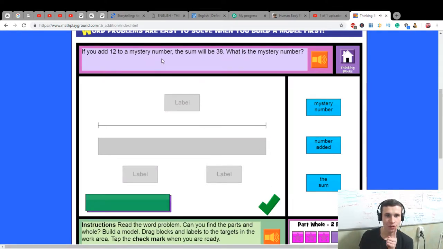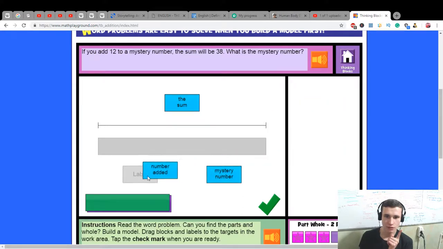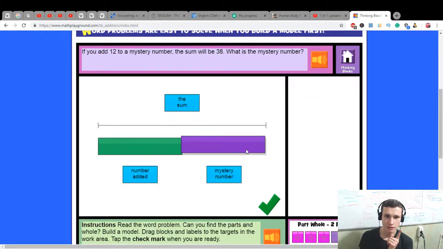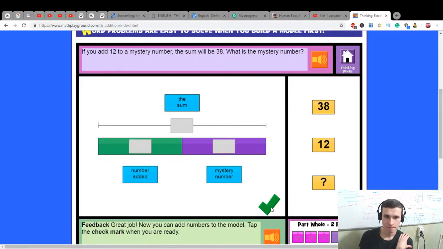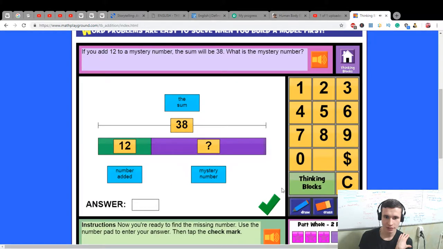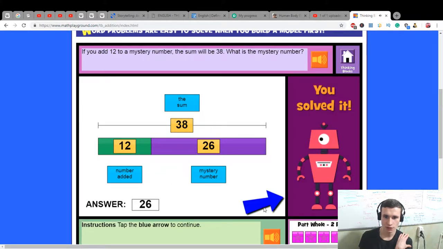Okay, if you add 12 to a mystery number, the sum will be 38. What is the mystery number? Mystery number, number added. 38. 26. And what is the mystery number? It is 26. You solved it.